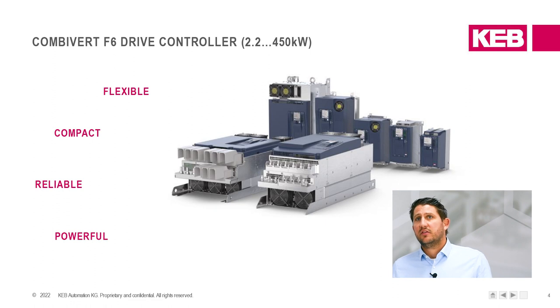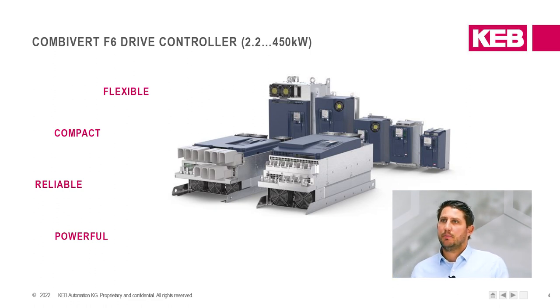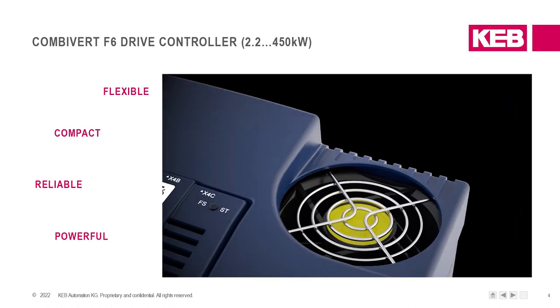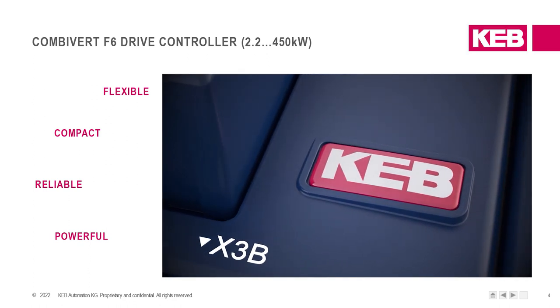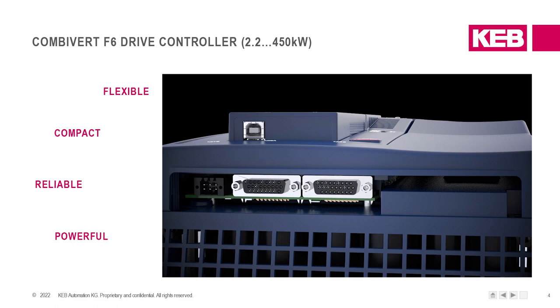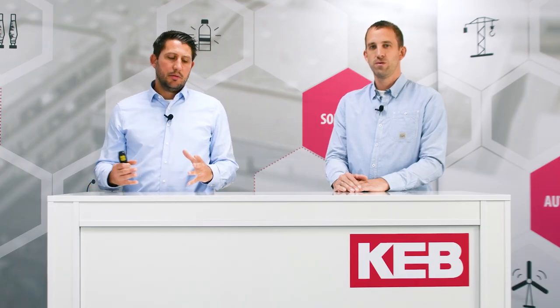The KEB COMBIVERT F6 drive controller, which has got a power range from 750 watt up to 450 kilowatt, is our multi-purpose drive, and it's characterized by functional consistency and a high scalability. The time reducing for sampling the integration in a machine is a time effort aspect in this case. Of course, we are taking care about a compact design in developing our KEB F6 drive, especially in the medium and the high power range, because we would like to save space, and of course, our customers like to save space in their control cabinets. Optionally, we have got some matching accessories available: filters, chokes, brake resistors, and much more.